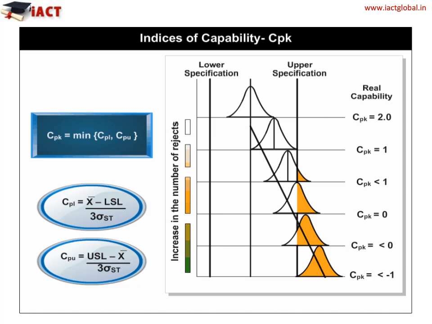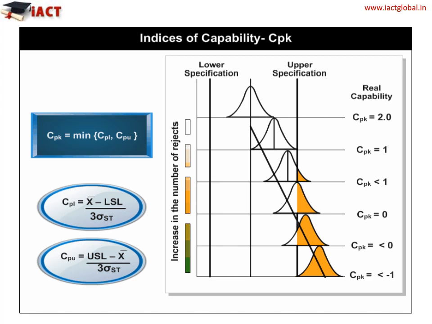CPK is a ratio of the distance measured between the process mean and the specification, divided by the tolerance limit closer to half of the total process spread. CPK signifies the level of performance that a process can achieve considering the location of the process mean. It is equal to the smaller of either CPL or CPU.